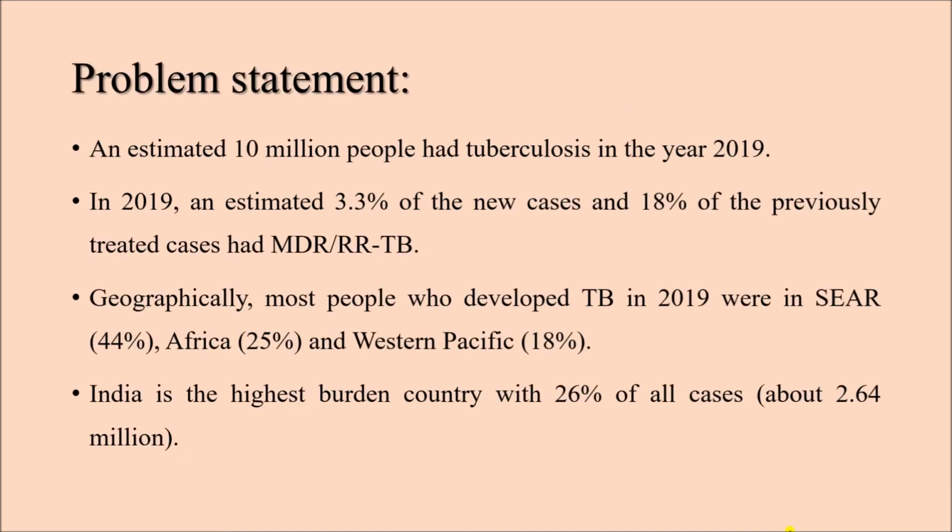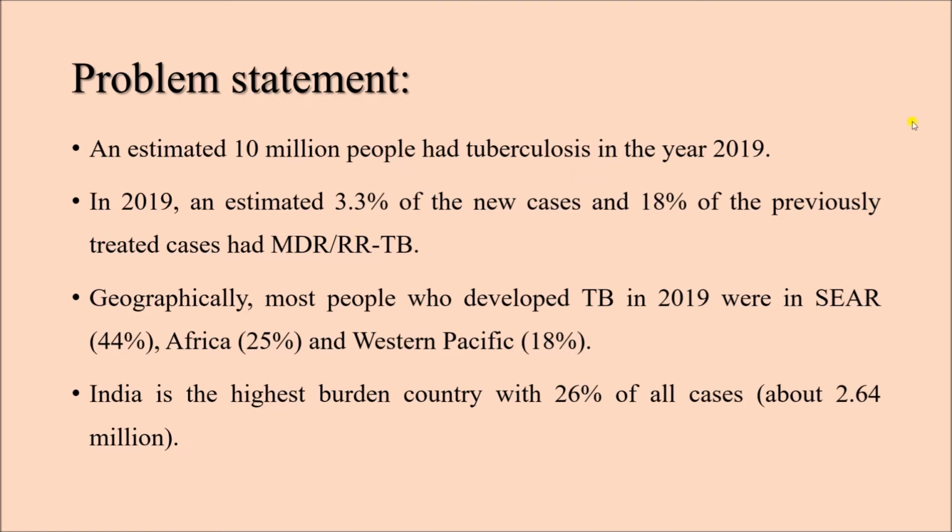Now coming to the problem statement, here I have data for 2019 which is given in the latest edition of the book of Park. Again, I have not spent much time on the problem statement because by the time you watch this video, these statistics may have already changed. So you may have new data, new information. The data I have here is from 2019, and an estimated 10 million people had tuberculosis in the year 2019. It is estimated that 3.3% of the new cases or 18% of the previously treated cases had MDR or RR-TB. So MDR means multi-drug resistance TB and RR means rifampicin resistance tuberculosis.